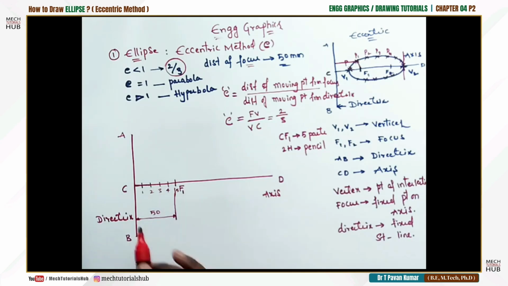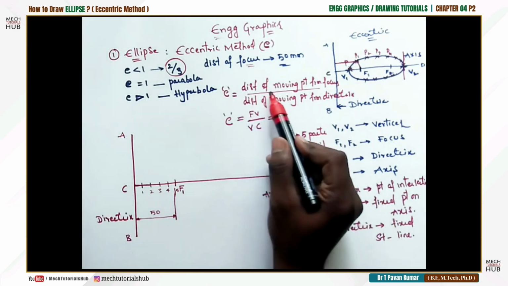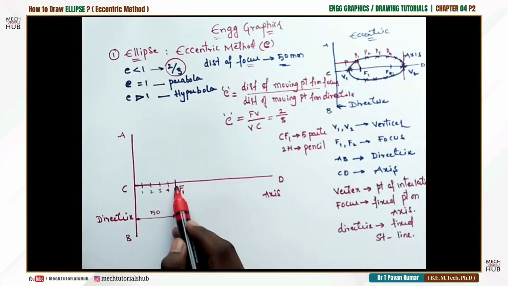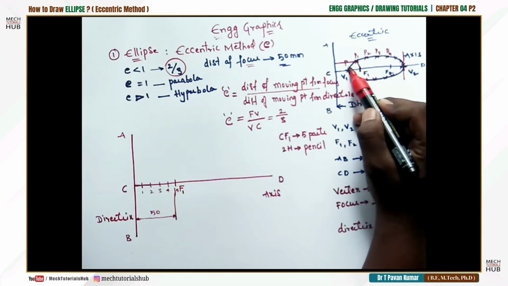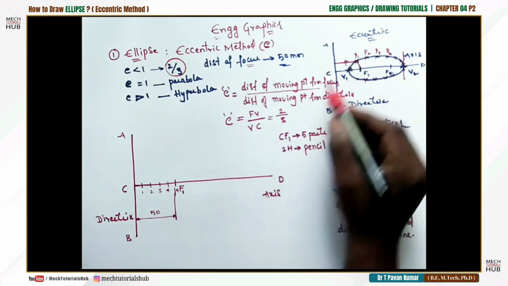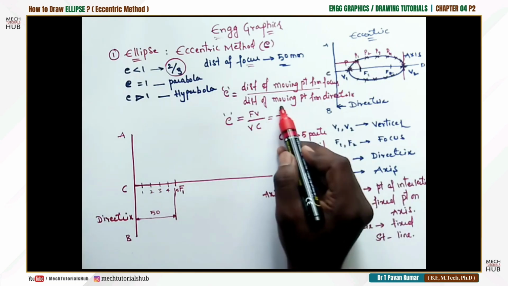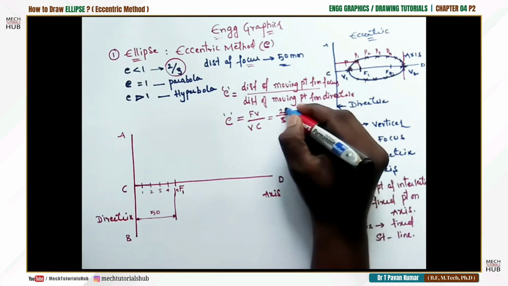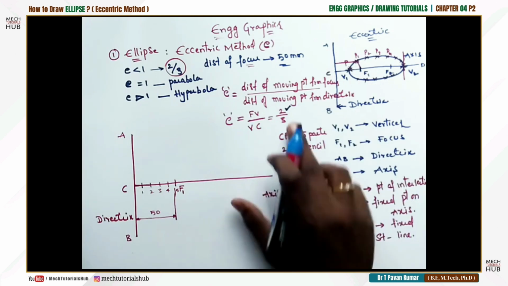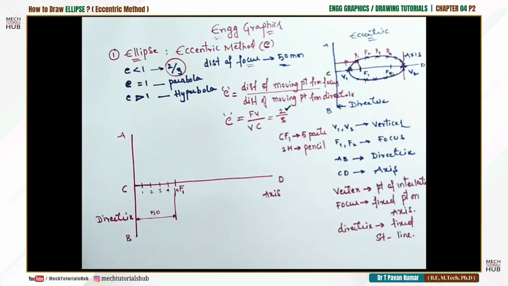Fine. Now here, the distance of the moving point from the focus. Here is the moving point which is V1. As I said in the beginning, V1 is the starting point, nothing but the moving point. Now it is at what distance? It is at 2 parts from the focus. Why 2 parts? Because 2 by 3 is the ratio. If 2 by 3 is the ratio, 2 parts from the focus.